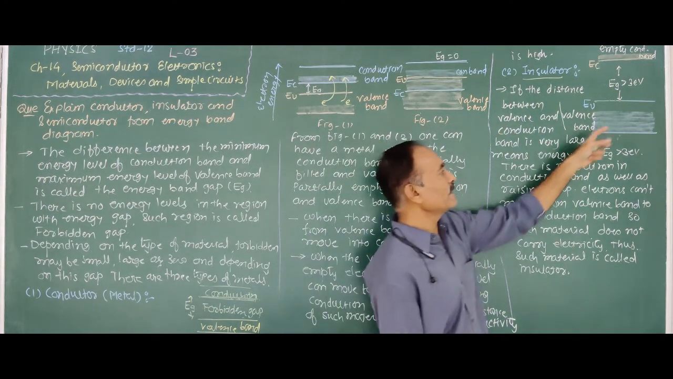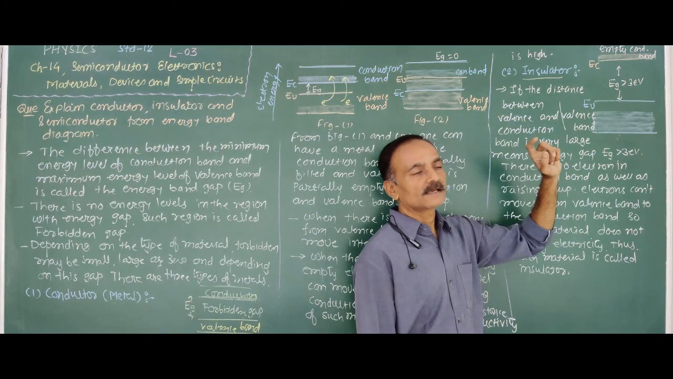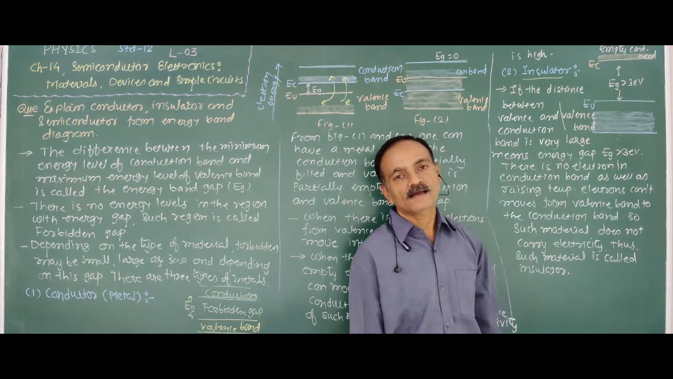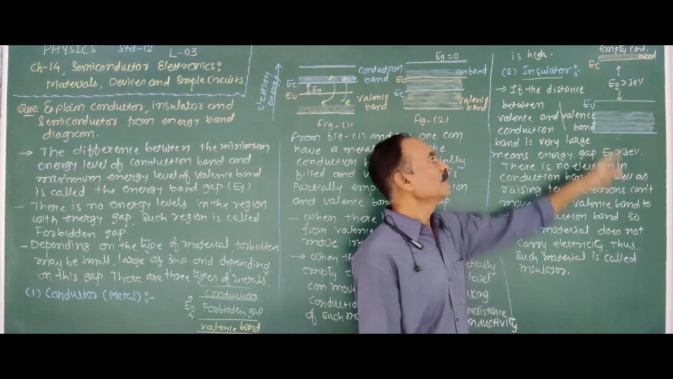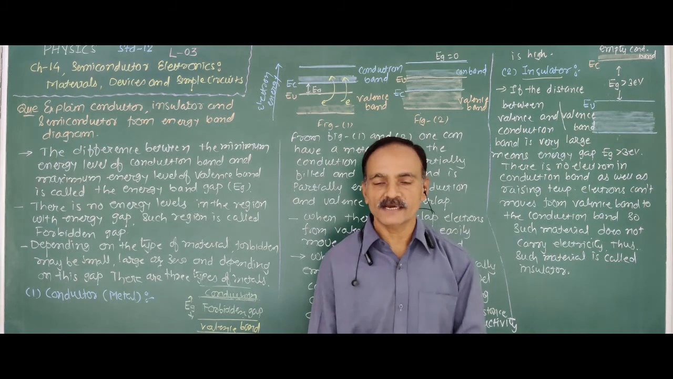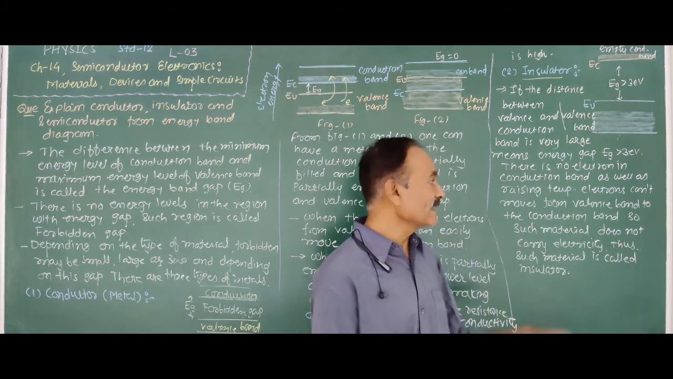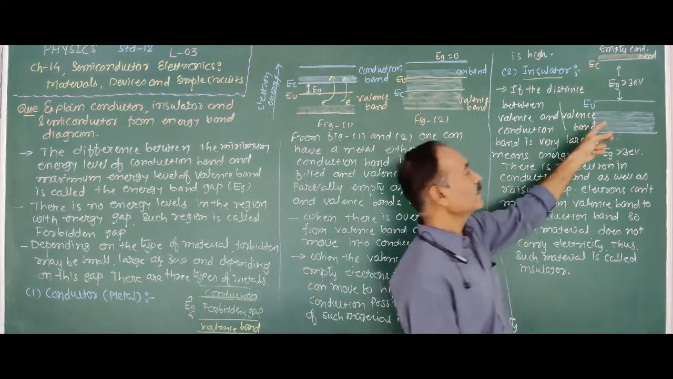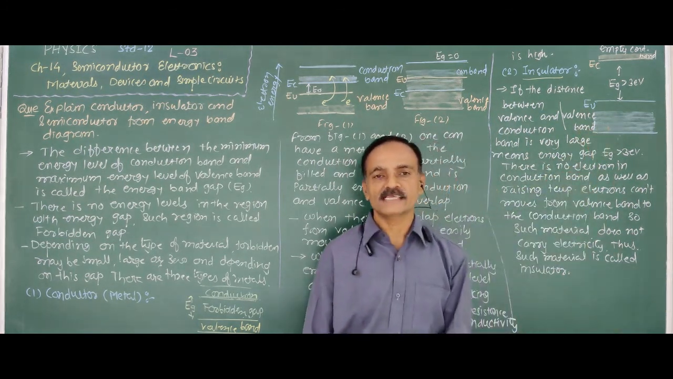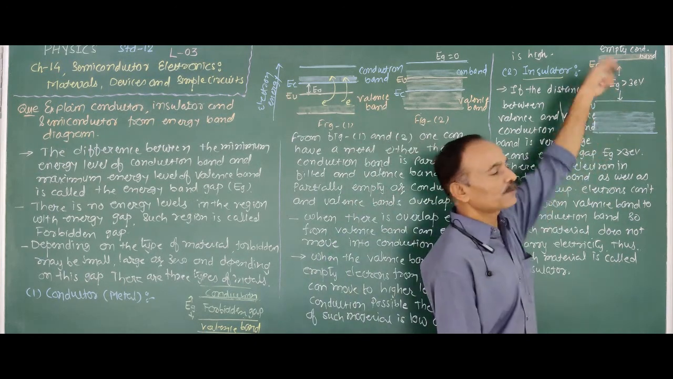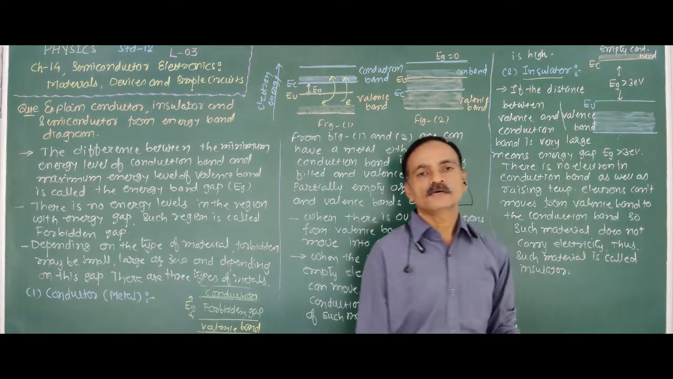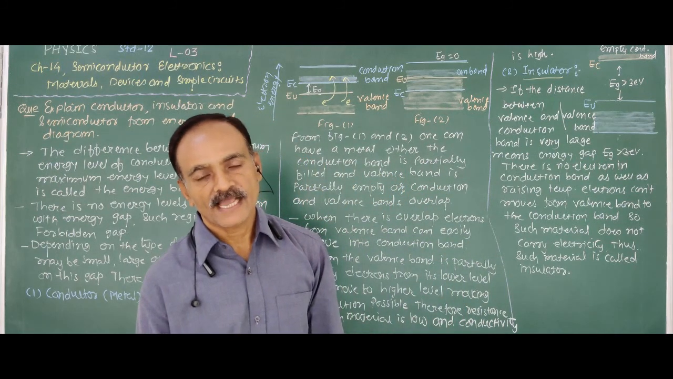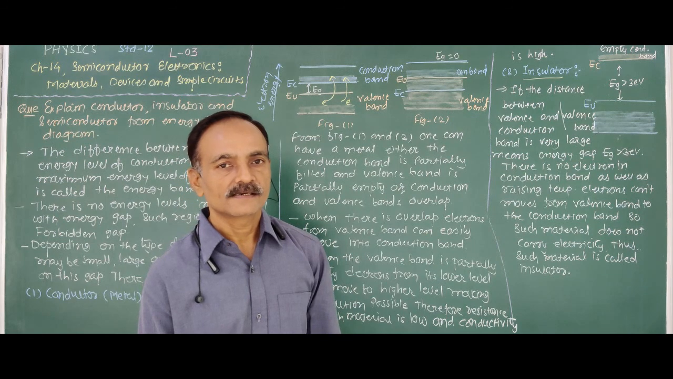So no electron from the valence band can cross this forbidden gap to enter the conduction band. Therefore, the conductivity of this type of material is very low. Even as we raise the temperature, the electrons from the valence band do not have the energy to cross this forbidden gap. Therefore, this material acts as an insulator. Clear?